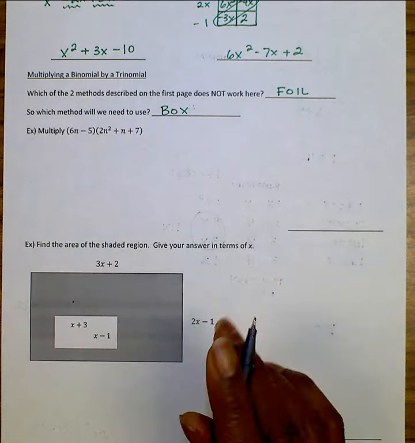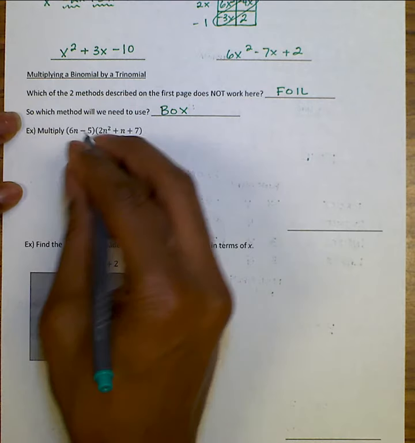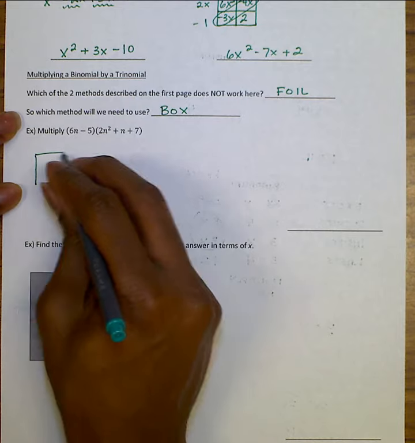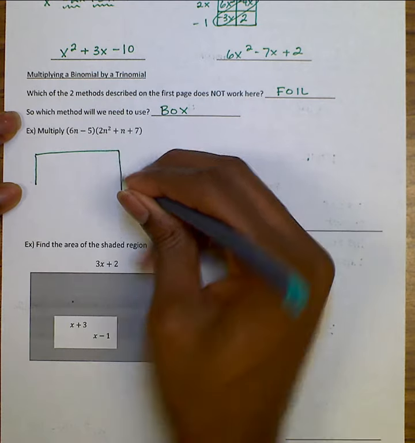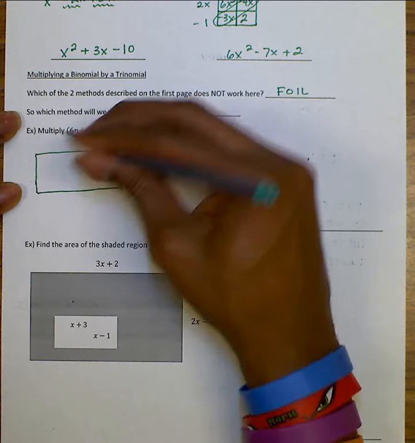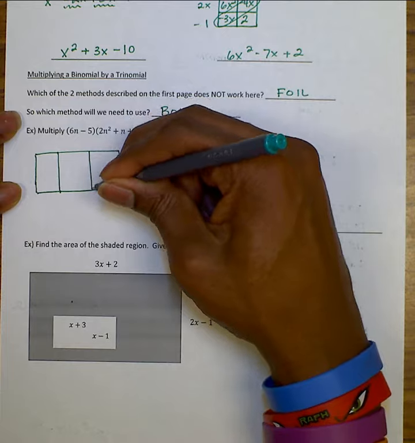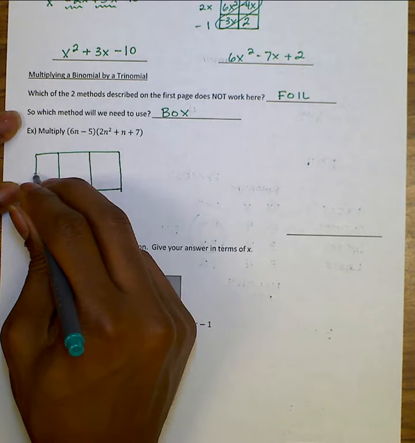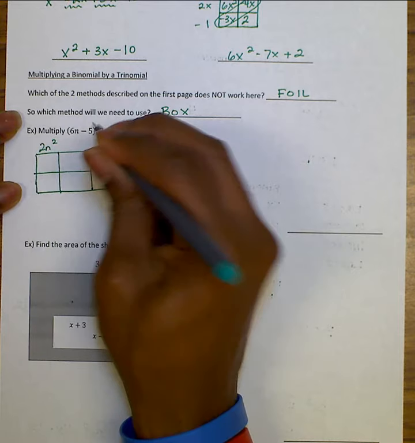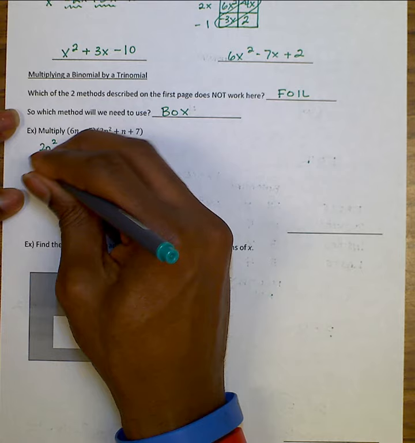Okay, so with our box, what we're going to do is make it the same dimensions as our polynomials. Trying to give myself enough space. So there's 3 terms here. I'm going to, yep, did that uneven. Okay, and then there's 2 terms here. So I have 2n squared, n, and 7. And then here I have 6n minus 5.